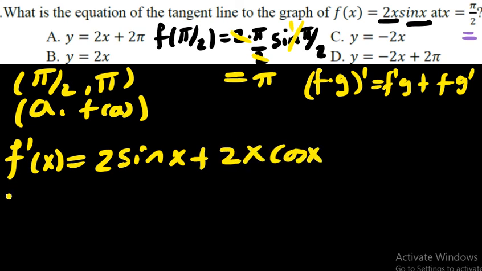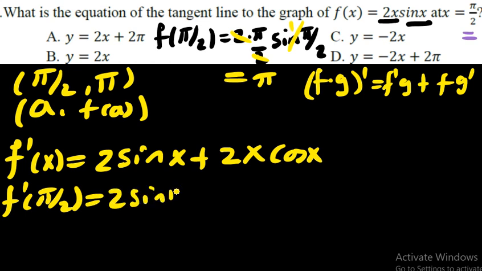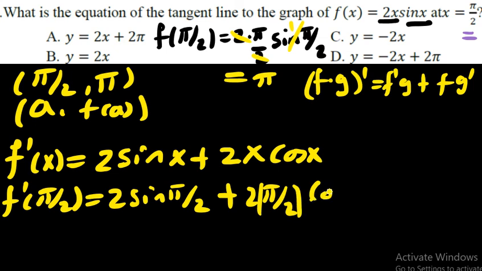Now let us insert pi over 2. F derivative at pi over 2, this is the slope. 2 times sine pi over 2 plus 2 times pi over 2 times cosine pi over 2. But cosine pi over 2 is 0, don't forget that. And sine pi over 2 is 1. So what is left? Just 2. This is the slope.